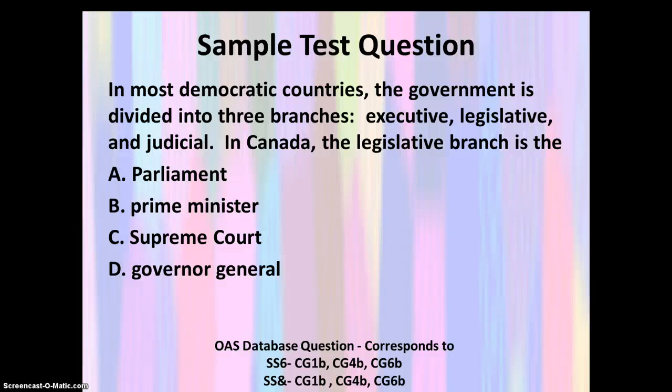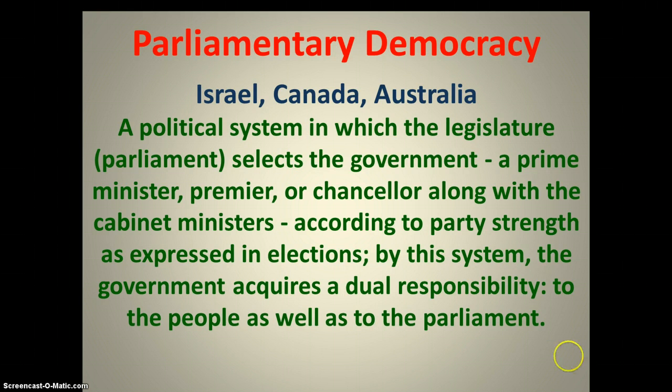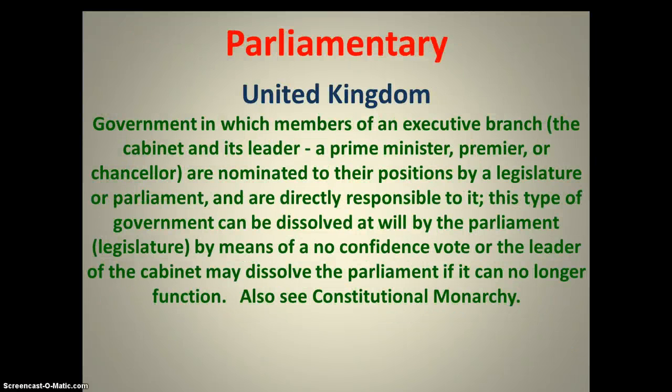In most democratic countries, the government is divided into 3 branches: executive, legislature, and judicial. In Canada, the legislative branch is the Parliament. Where they used to be colonized by whom and what kind of government they have. Parliamentary democracy, here's some examples: Israel, Canada, Australia. And they all used to be British colonies. I'm not going to read that to you. United Kingdom. I'm not going to read that to you either.